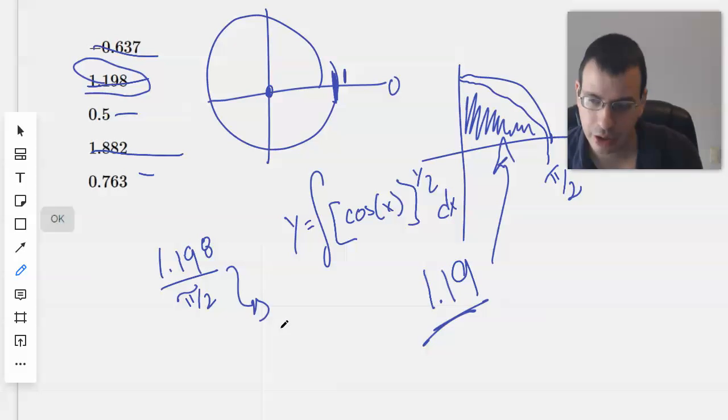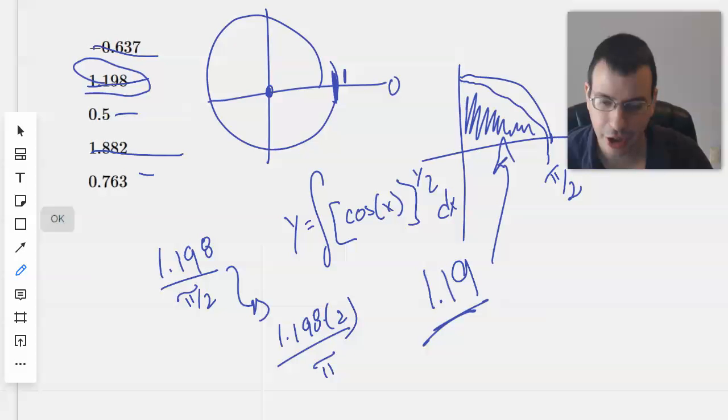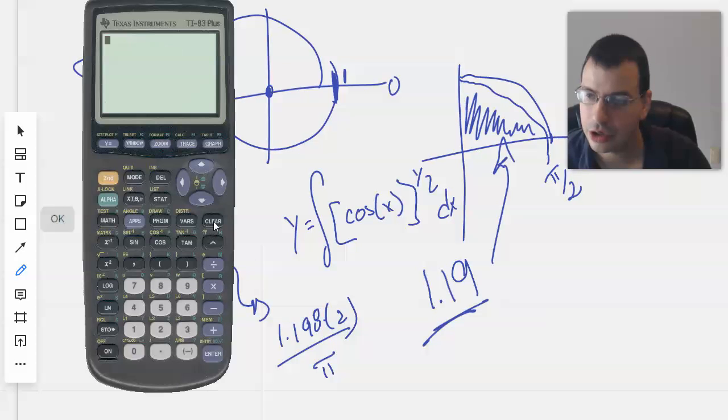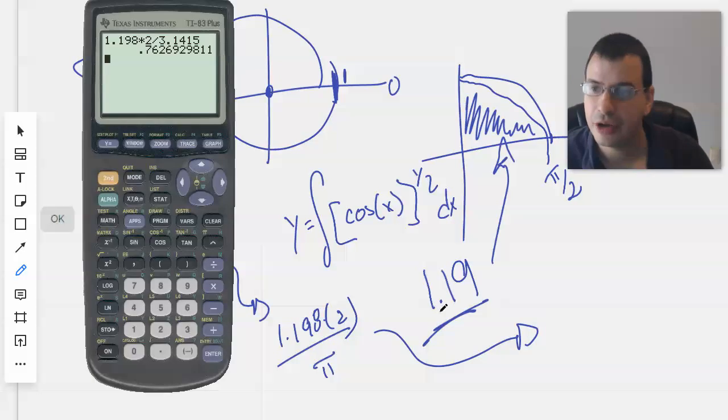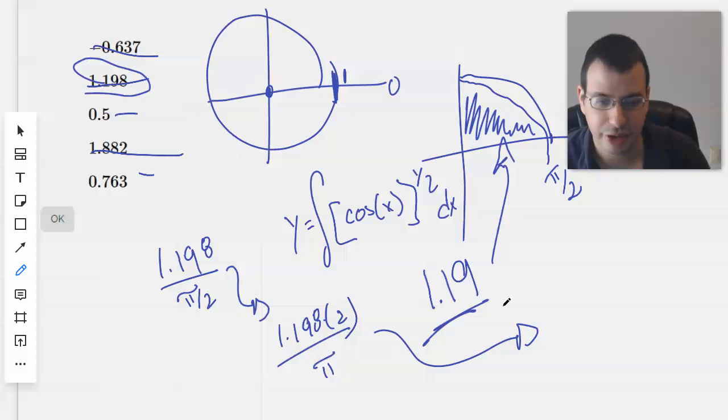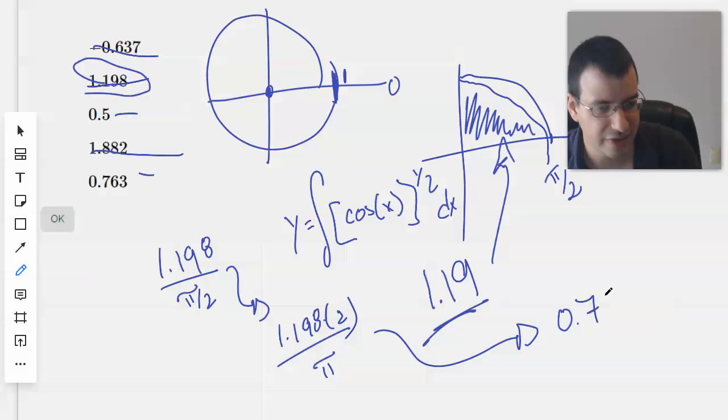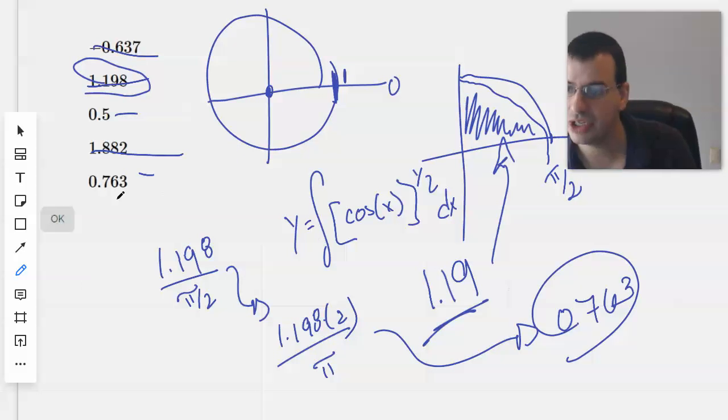So we'll take 1.198 times 2 divided by pi. So we'll get our calculator. Clear. 1.198 times 2 divided by 3.1415. And we get... Ah, I missed it. Okay, go back. 0.763, which is this one right there. So that is the answer.